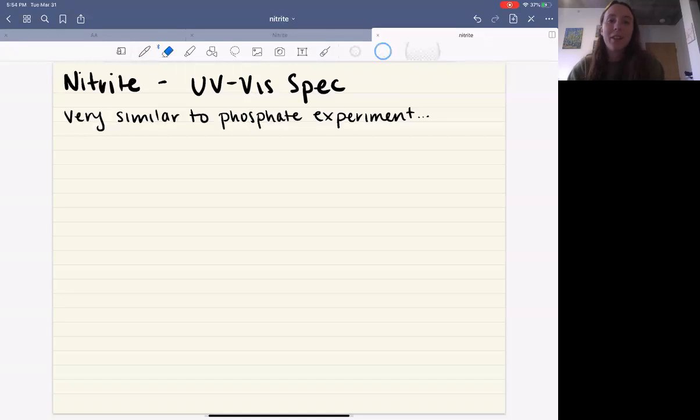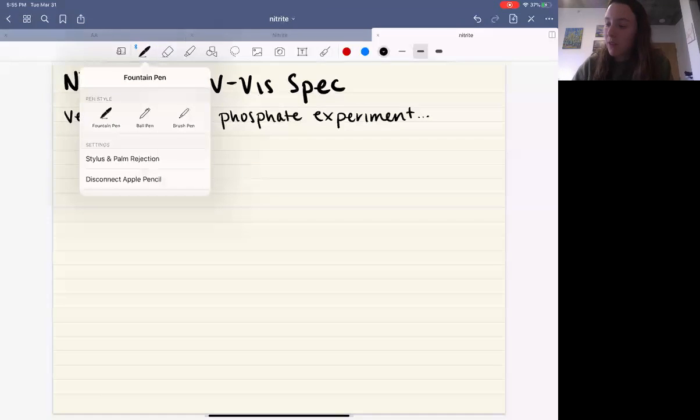Hello there. We're on to our last experiment of the quarter, determining the nitrite concentration in seawater using UV visible spectrophotometry. Now, this experiment is very similar to the previous one where we determined the phosphate concentration. So I'm not going to go into too much detail about that procedure again because you already heard it all from me. Just going to go over the main differences in this experiment compared to the phosphate one.